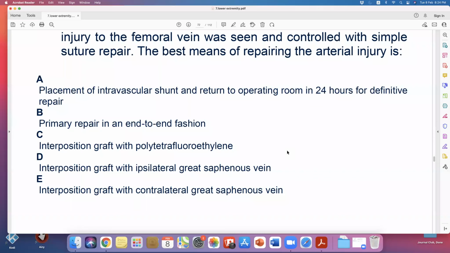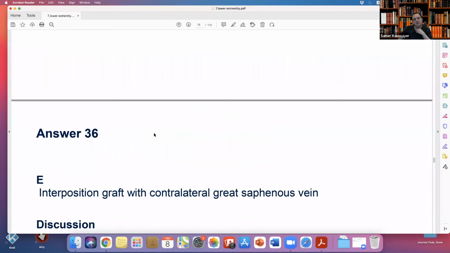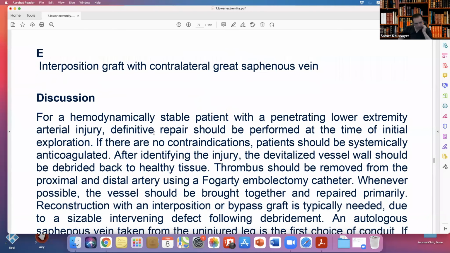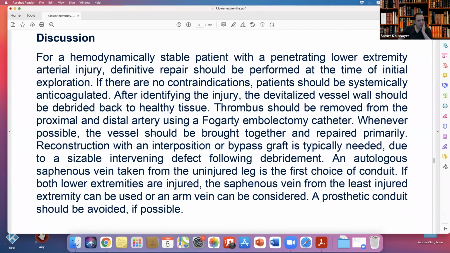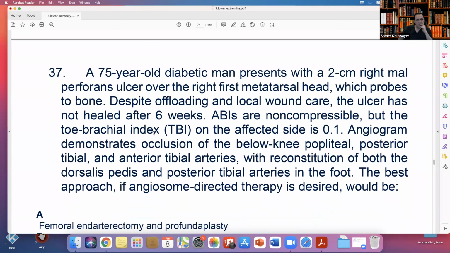Interposition graft with ipsilateral great saphenous vein. We talked about this, and the interposition graft with contralateral great saphenous vein. I think I will choose this one. Okay. Again, just a straightforward case really. I'm saying lower extremity is less controversial than aortic. Aortic and carotids are more controversial issues. But this is our bread and butter cases every day.